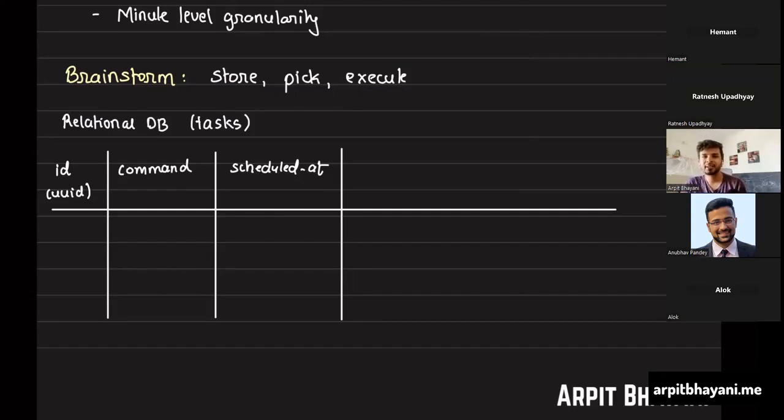Okay. I'm thinking from one more angle: do we want a kind of hierarchy, where something else will be done after? No DAG. Simple execution. Then the ID, command, schedule at. It looks bare minimum.